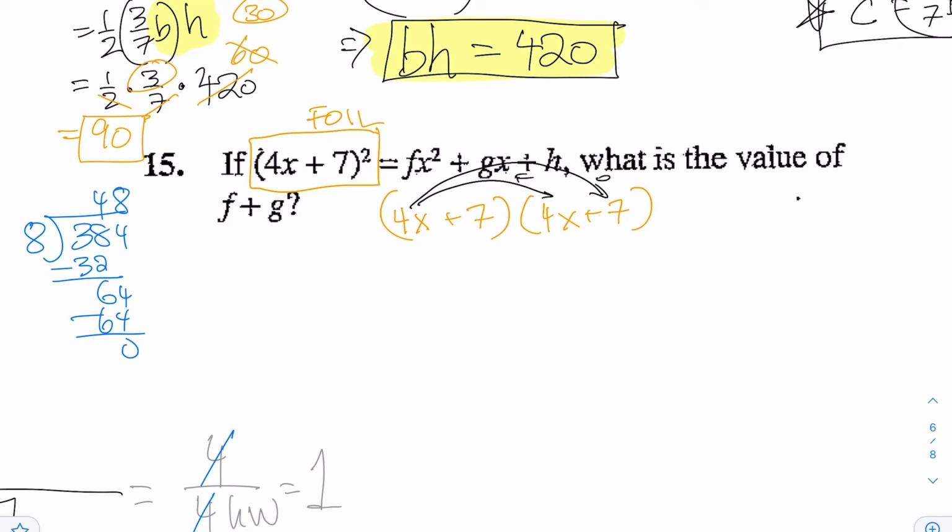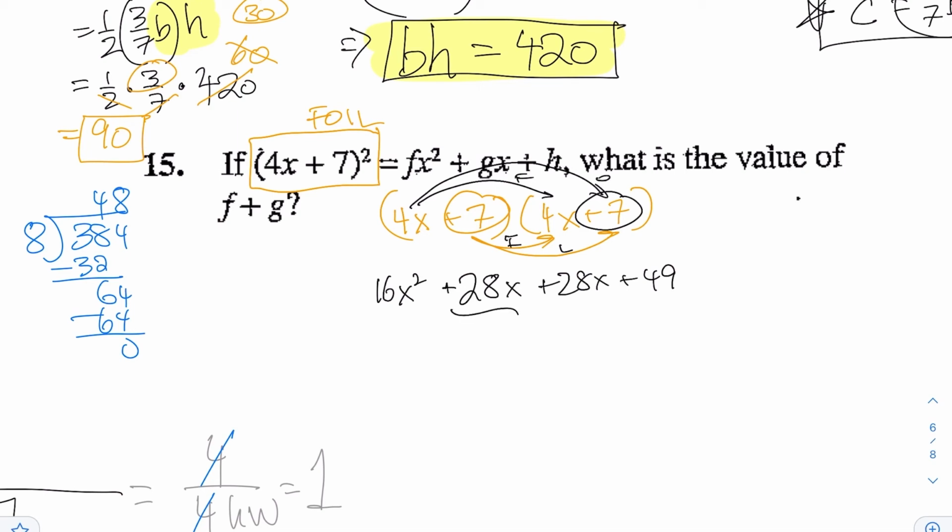So 4x times 4x first is 16x squared. And 4x times positive 7, remember the sign goes along with the term, is positive 28x. Then you have the inner and the last, and remember you're including the terms. So positive 7 times 4x will be positive 28x. And finally, positive 7 times another positive 7 will be positive 49. So when you combine the middle two like terms, you got 16x squared plus 56x plus 49.